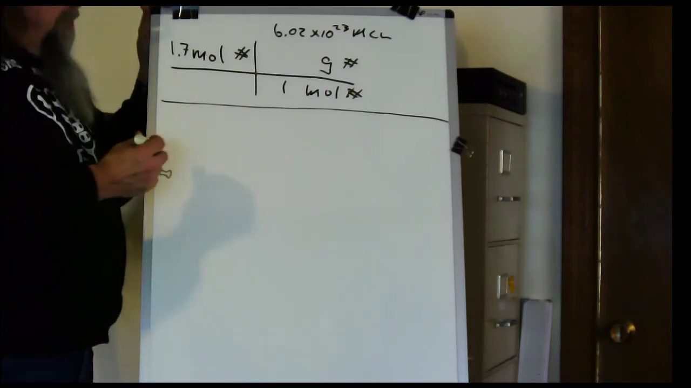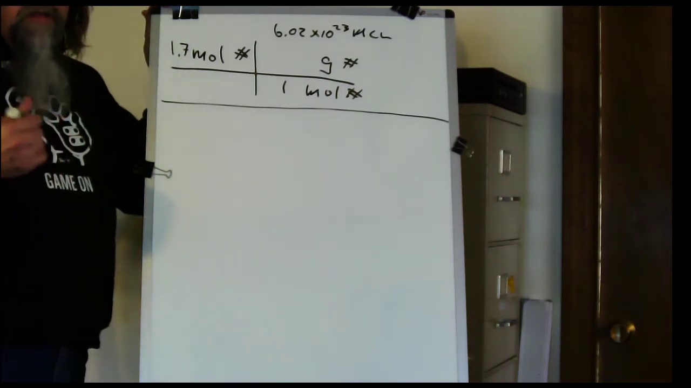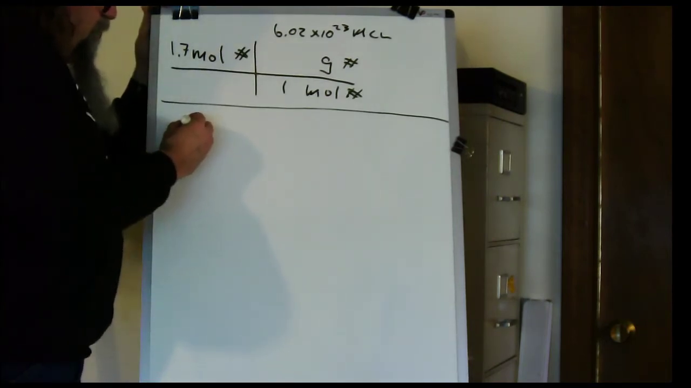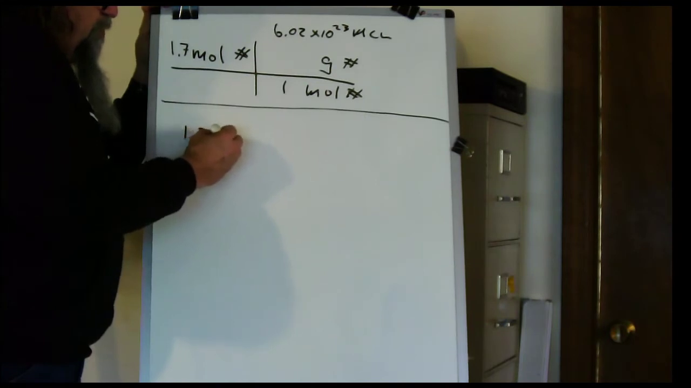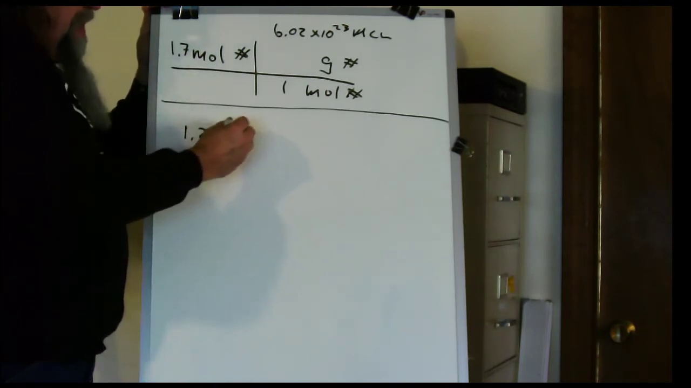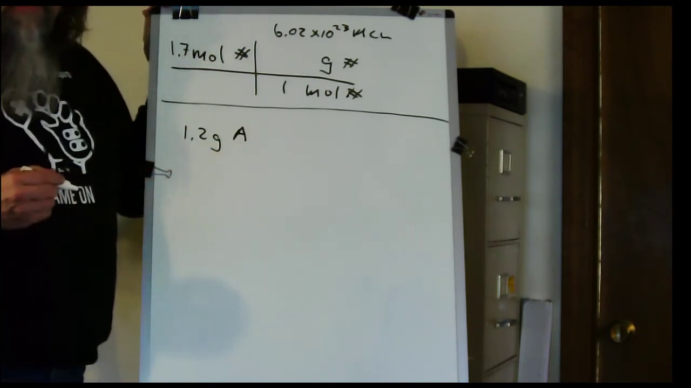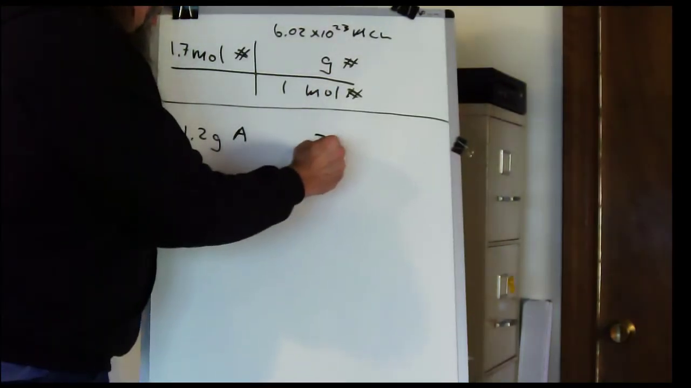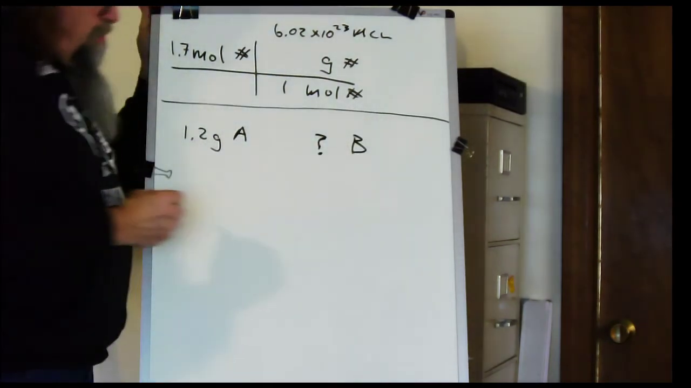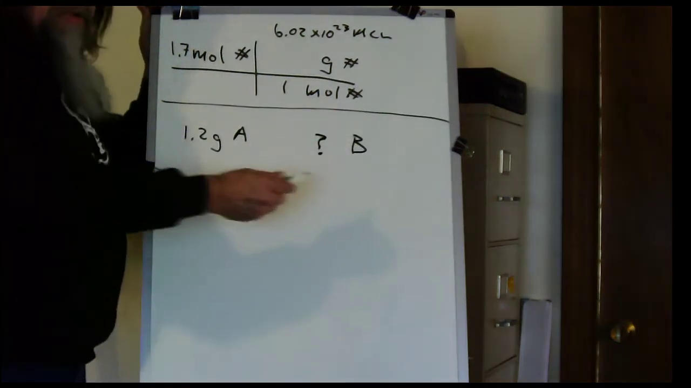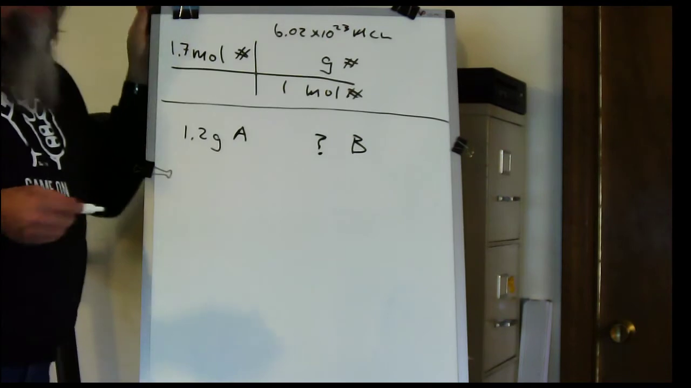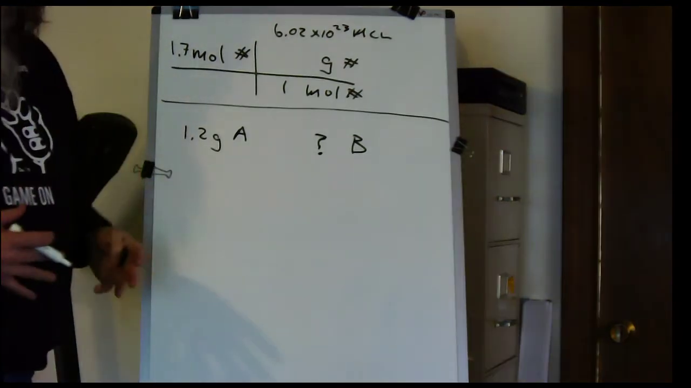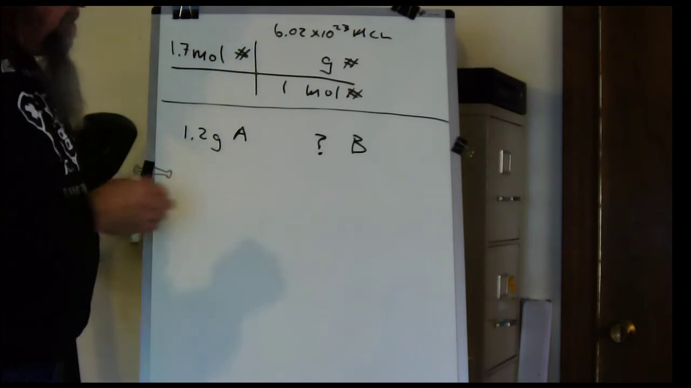So remember, in stoichiometry, it's always about the number that's in the question. So if you've got a question where it says 1.2 grams of substance A, and I want to find out how many grams of substance B is made, then I'm going to have to do a balanced equation. Once I do the balanced equation, I should be able to lay it out. So how about we go ahead and make something up on the fly here.